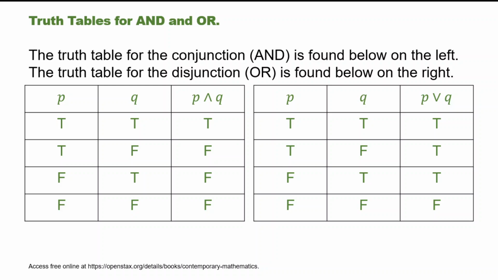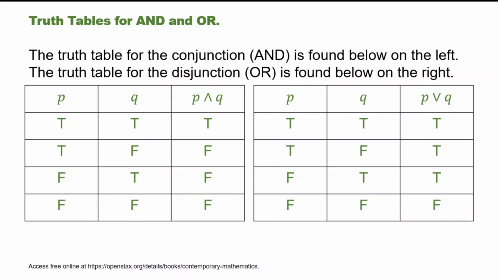Truth tables for AND and OR. So the truth table for the conjunction AND is found below on the left, and it consists of 5 rows and 3 columns. The headers on those 3 columns are P, then Q, then P and Q. The column for P is true, true, false, false. The column for Q is true, false, true, false. And as stated before, the third column is only true when both P and Q are true. And so it is true, false, false, false.